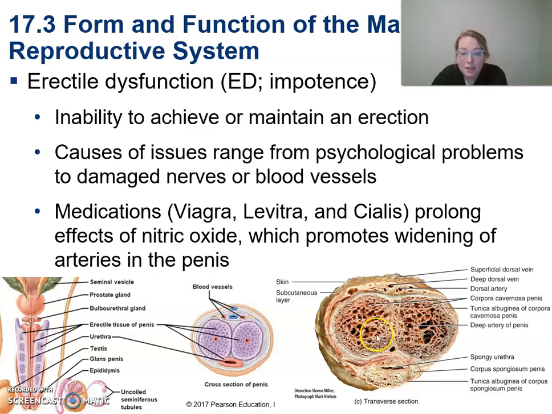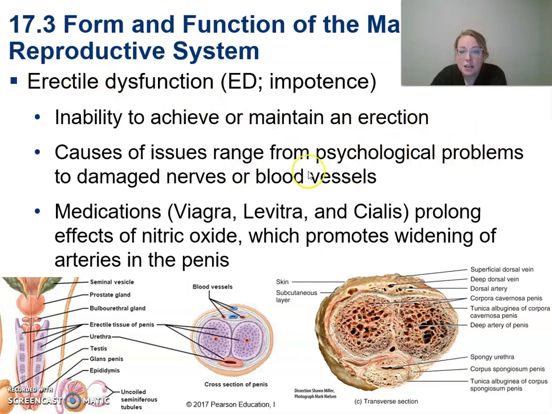And how that happens is the blood vessels, the arteries leading there, nitric oxide, NO, is released by the nerves there, and then that causes the blood vessels to vasodilate, filling the space with blood. It also cuts off flow back through the veins, so it keeps it there. Erectile dysfunction, you can't do that.